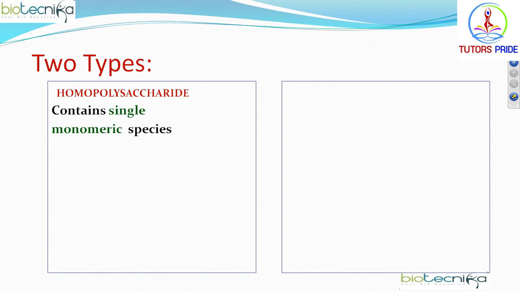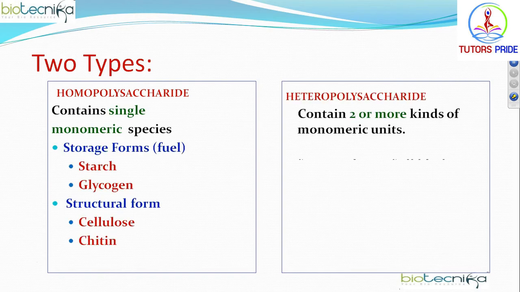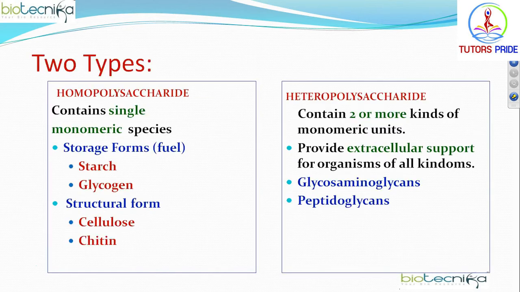And these polysaccharides are of two types: one is homopolysaccharide and another is heteropolysaccharide. What is homopolysaccharide and what is heteropolysaccharide? Homopolysaccharide contains a single monomeric species, whereas heteropolysaccharide contains two or more kinds of monomeric units. As I told you, it will contain more than 10 monosaccharides. But suppose it contains 10 monosaccharides and all 10 are glucose, then that is called homopolysaccharide, because all have the same nature, the same constitution.